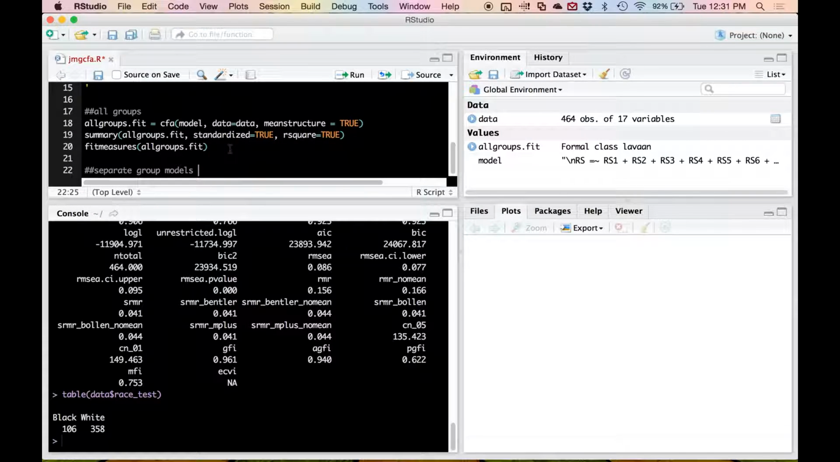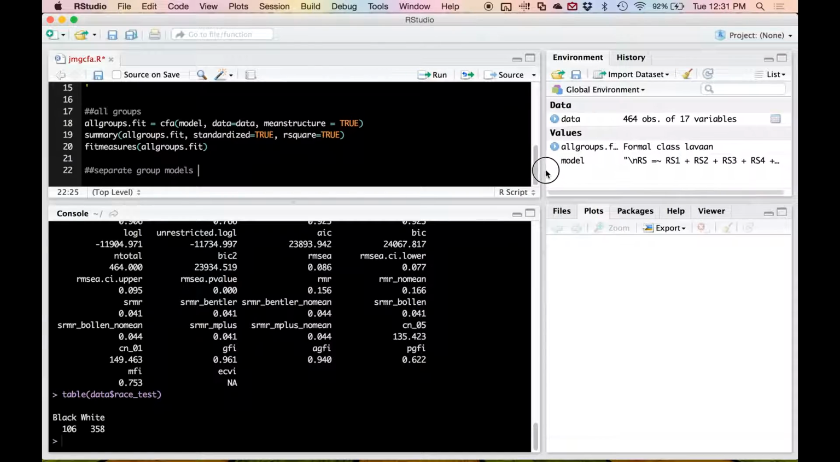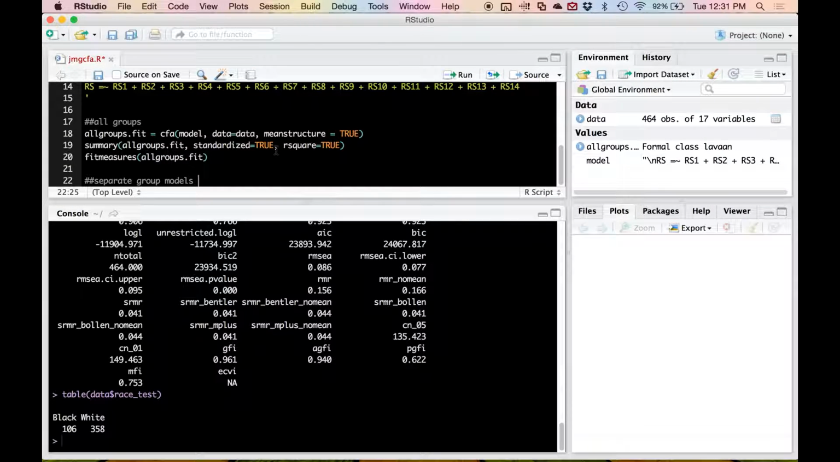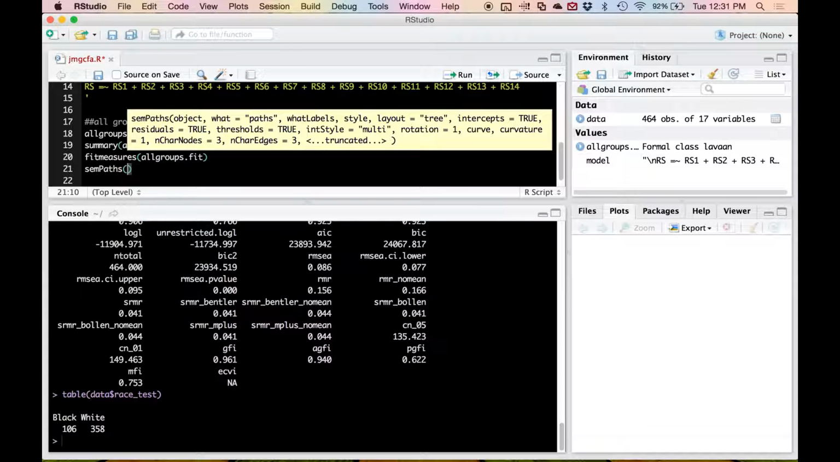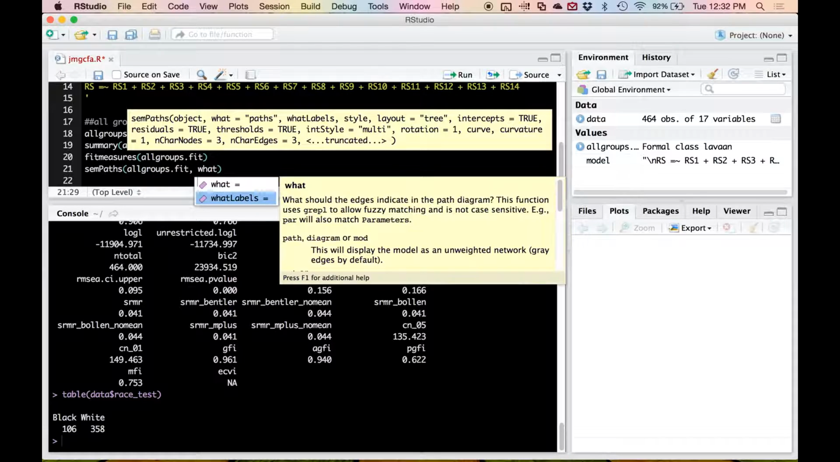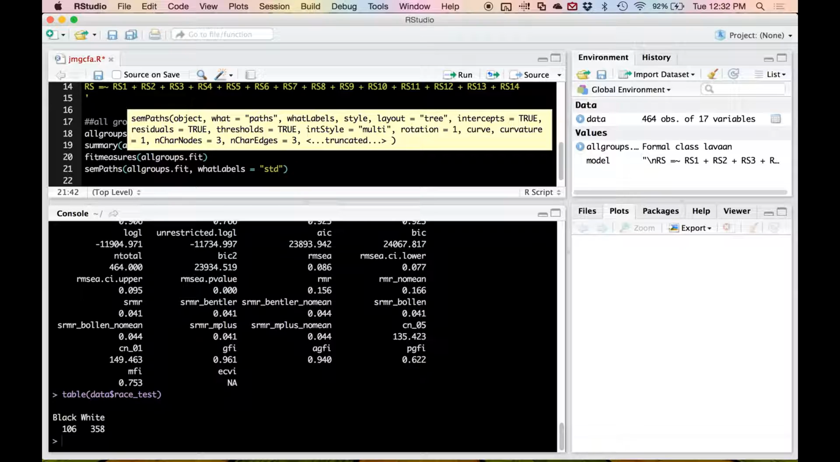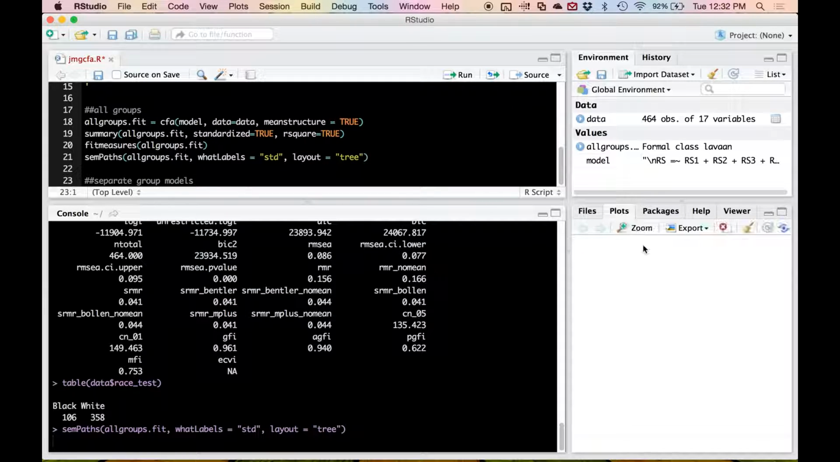What that will let me do is test and make sure that these are going to run for each group separately. That's important in the sense that if they don't have the same picture in the model, if you think about the structure of the model, we can create that picture with our sim paths. So the code is sim paths, the model name, so that's all groups.fit. I'm going to give it some labels, the standardized labels. And if you give it the layout, I think tree is automatic, but tree is a good one for a CFA model.